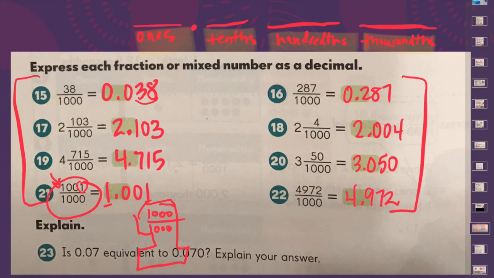Number 16 was 0.287. Number 18 was 2.004. Number 20 was 3.050.